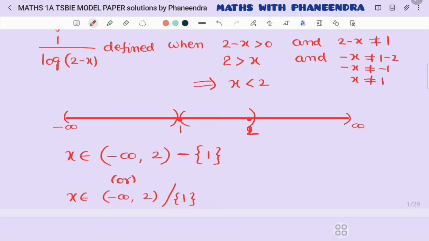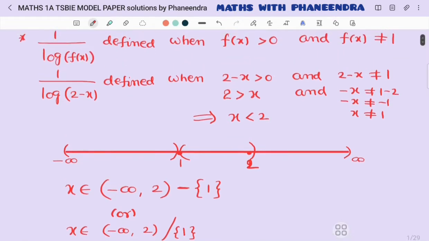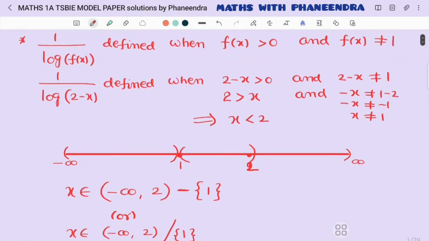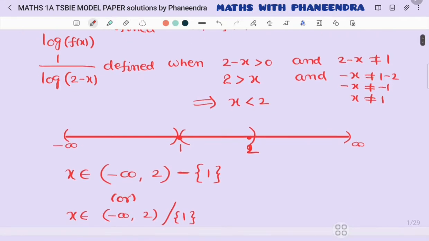I hope you understand, dear students. This is the way you can give the answer. Keep in mind whatever the procedure is there, 1 by log f of x is defined only when f of x is greater than 0 and f of x should not be equal to 1. Based on that, we will move to the question number 3.